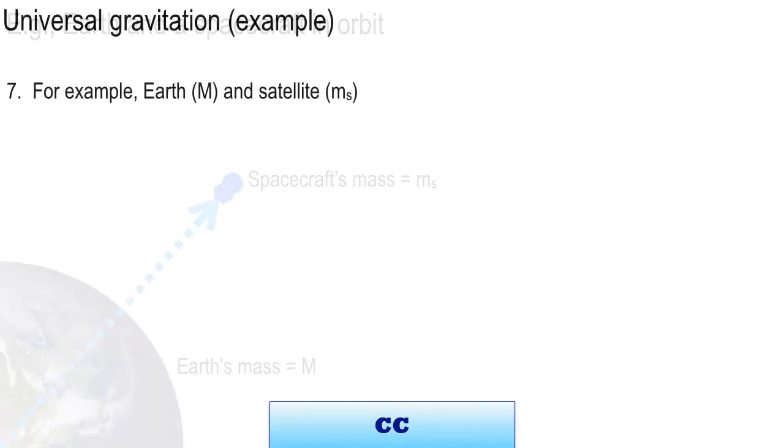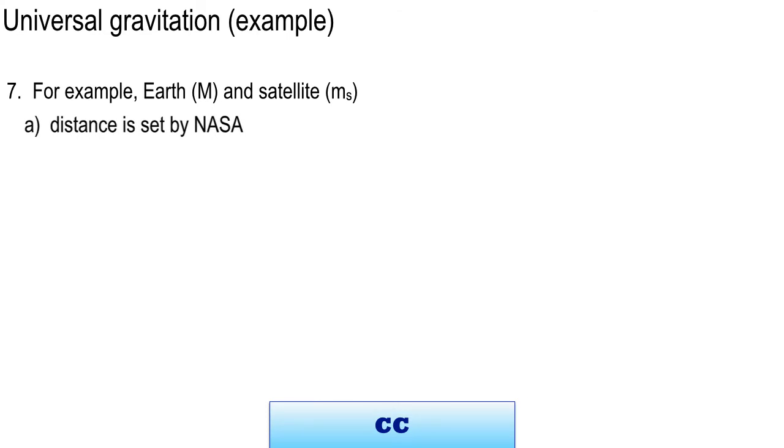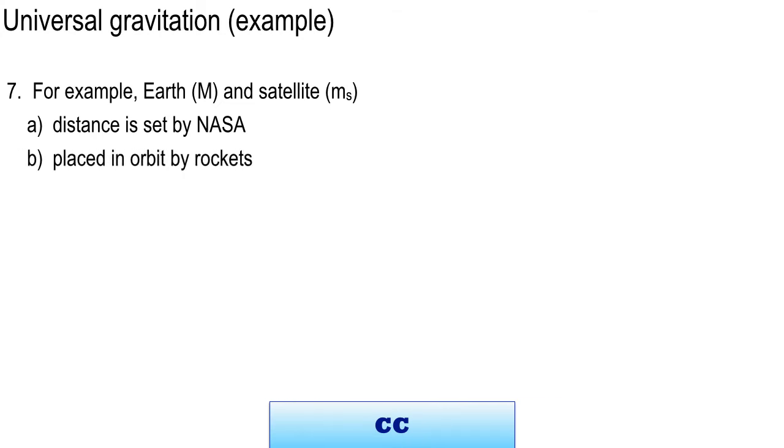Now, let's take a look at some examples of what this equation can do for us. All right. For example, you have a satellite. NASA's trying to figure out how to put it in orbit. And they have to use rockets. They want to put it a certain distance from Earth to accomplish whatever mission it's supposed to do. All right? And have your clickers ready, because we've got some clicking coming up.